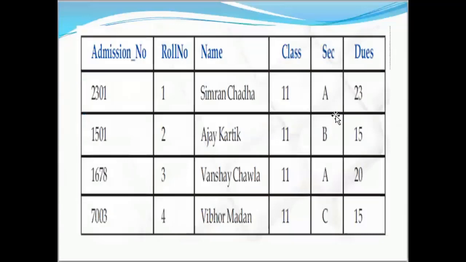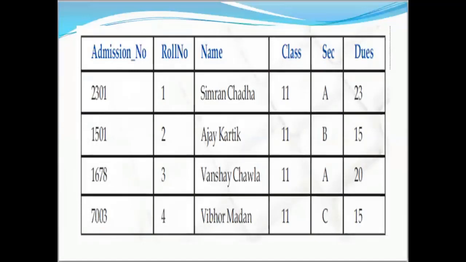So this is just an example of a table. Here admission number and roll number together uniquely identify a particular student, and we can select any one among them as my primary key. So the remaining will be the alternate key.